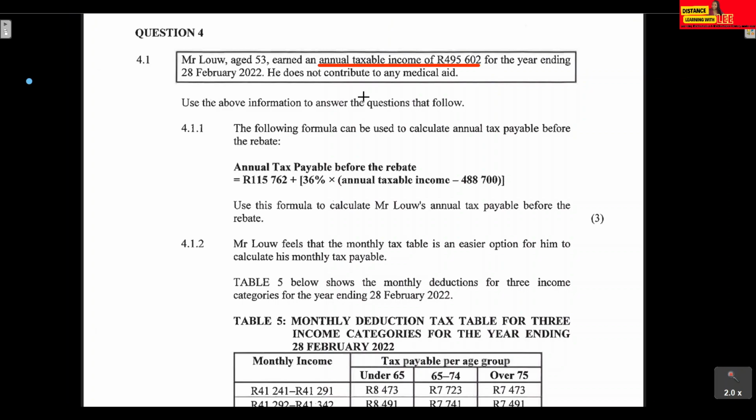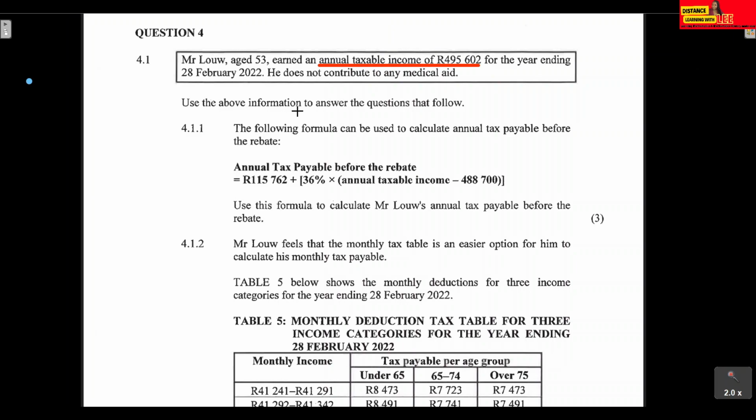Okay, so in this case, if we are told that he does not contribute to any medical aid, we just know that we don't have to really worry about subtracting the medical rebates from the total tax payable that we will basically have to calculate. Okay, so we don't have to worry about that. Okay, so let's have a look.